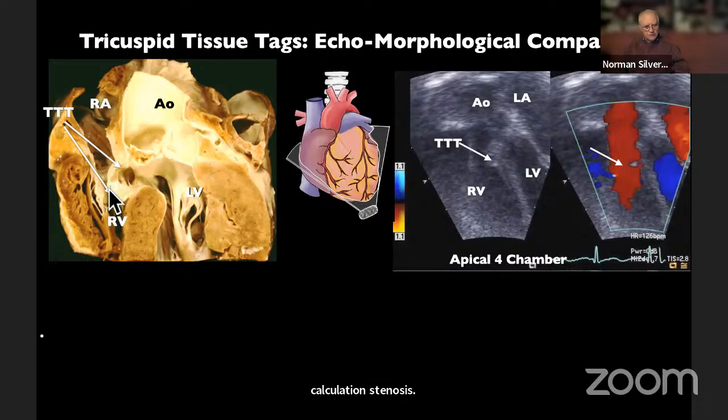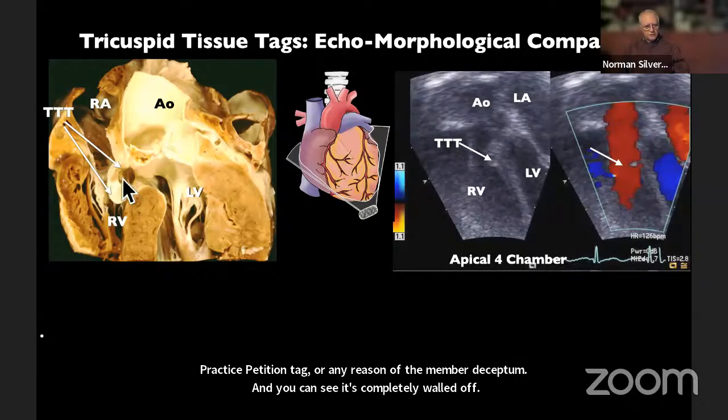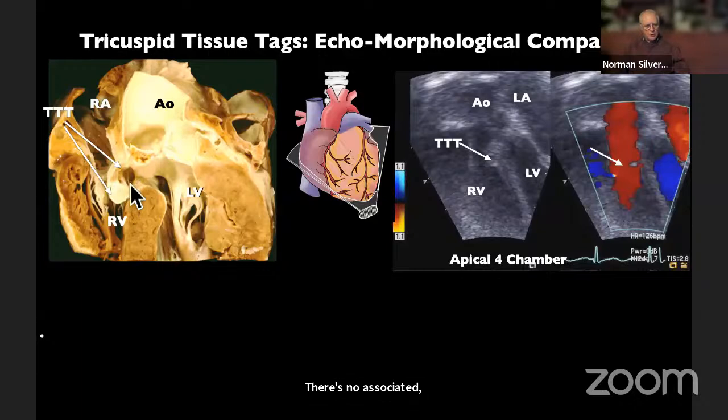And here is this so-called tricuspid tissue tag, or aneurysm of the membranous septum. And you can see it's completely walled off. There's no associated ventricular septal defect, but you can still see the tendinous cords of the tricuspid valve attached to the crest of the muscular septum.